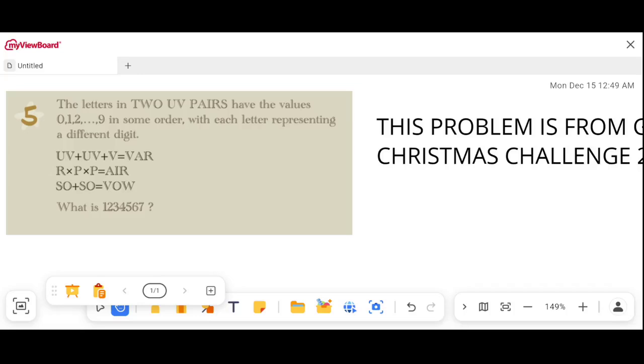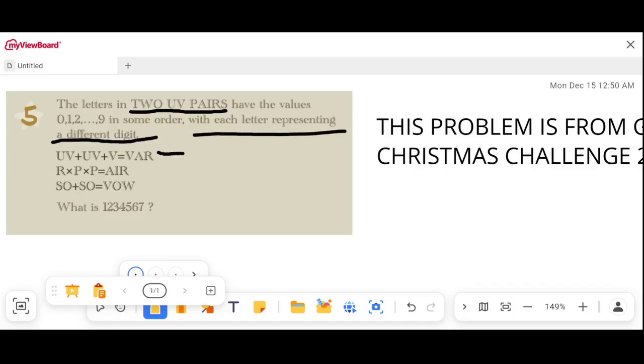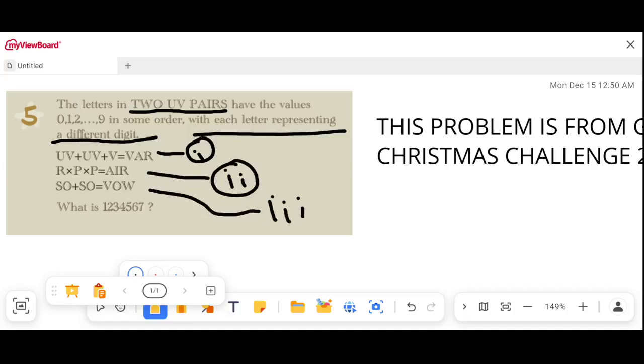So, the question says the letters in the two pairs UV, SO and so on represent the values from 0 to 9 in some order, with each letter representing a different digit. Then we are given some equations: this is equation 1, this is equation 2, this is equation 3. We have to determine what 1, 2, 3, 4, 5, 6, 7 are.